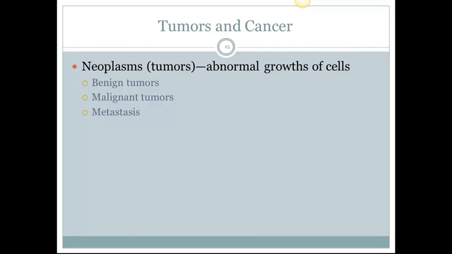Neoplasms are abnormal growth of cells. We have benign tumors, which usually remain localized, malignant tumors, which spread and form secondary tumors, and then metastasis, where a cell leaves the primary tumor and starts a secondary tumor in a new location.